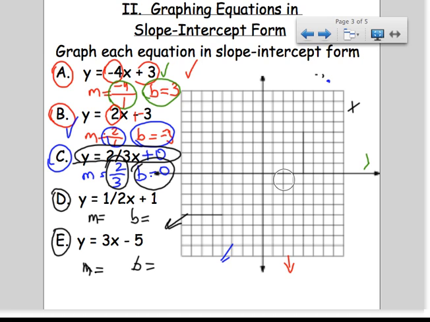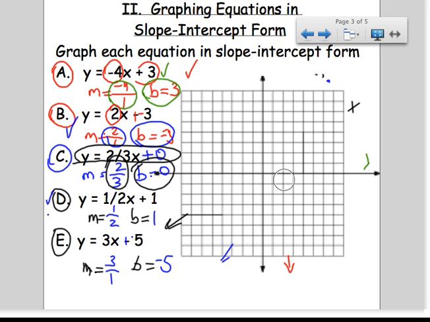Okay, you've tried D and E, so now it's time to check. The slope of D is positive 1/2. The y-intercept is 1. The slope of E is 3, which is really 3 over 1. And the y-intercept is, after you kill subtraction, negative 5.